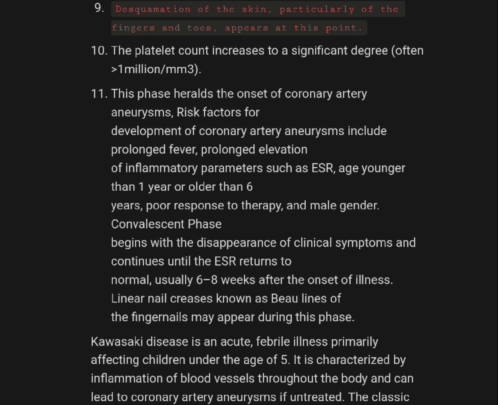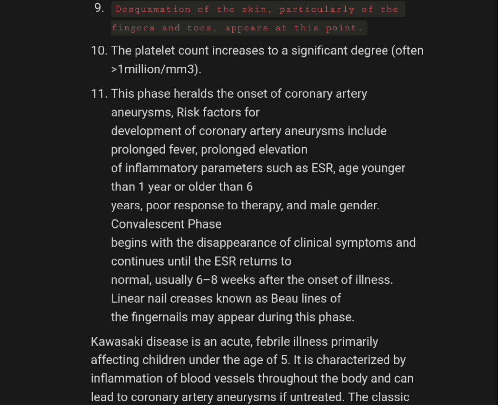The platelet count increases to a significant degree, often over 1 million, and may herald the onset of coronary artery aneurysm. Risk factors for the development of coronary artery aneurysm include prolonged fever, prolonged elevation of inflammatory parameters such as ESR, age younger than 1 year or older than 6 years, poor response to therapy, and male gender.